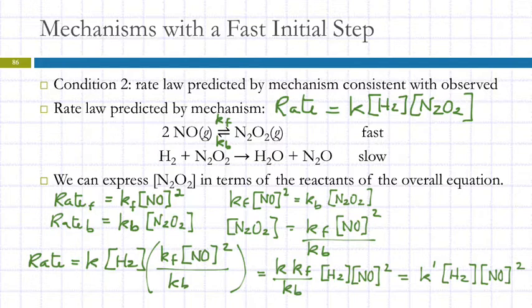Two questions in the back. Are H2 and N2O2 both intermediates? H2 is one of the actual reactants. N2O2 is an intermediate, and so it's formed and then disappears again. And that's why we can't measure it.